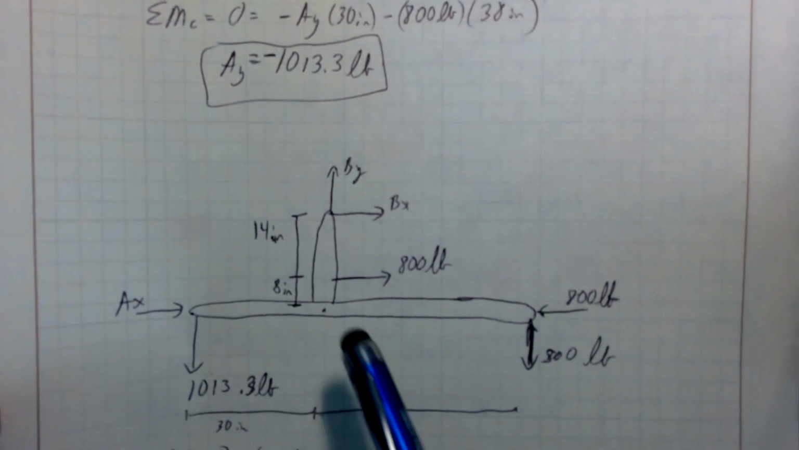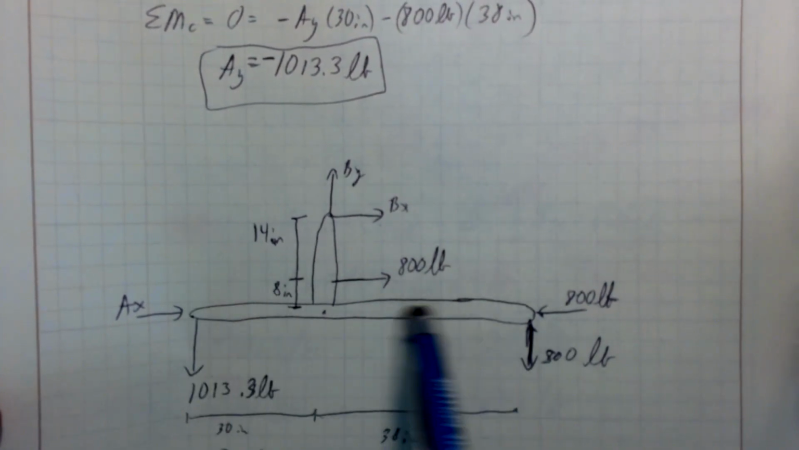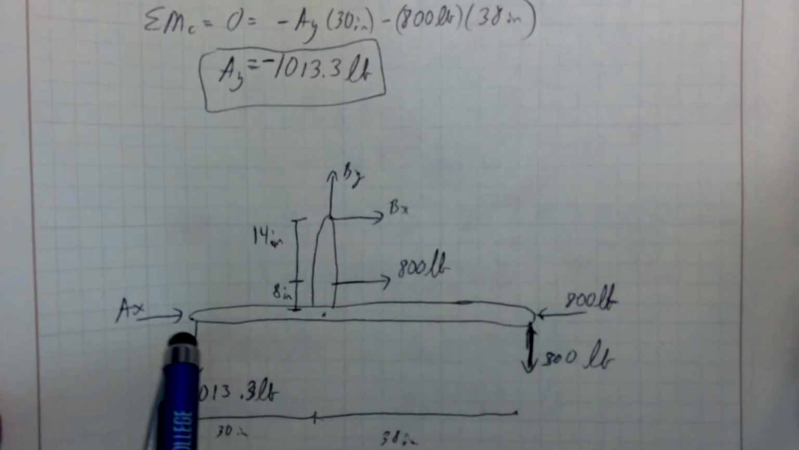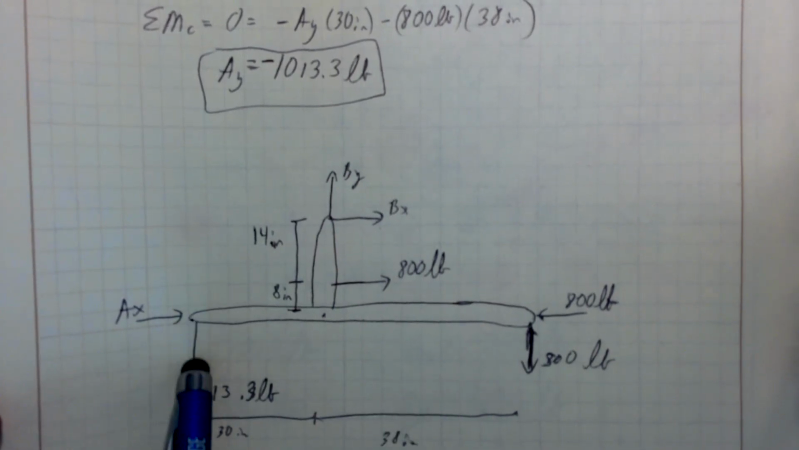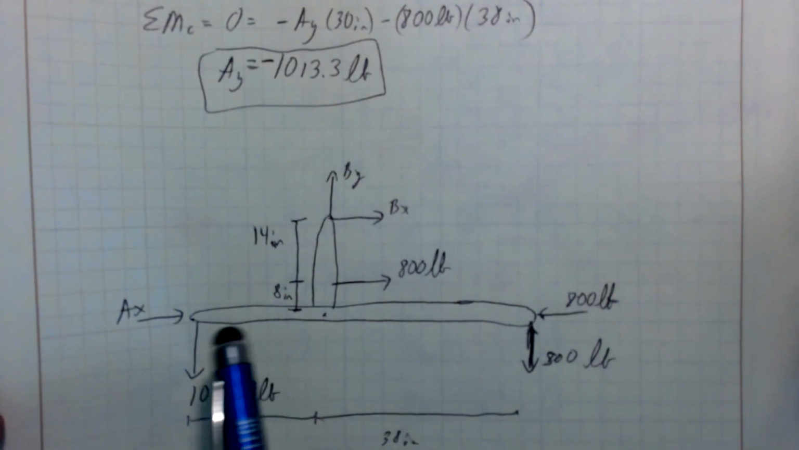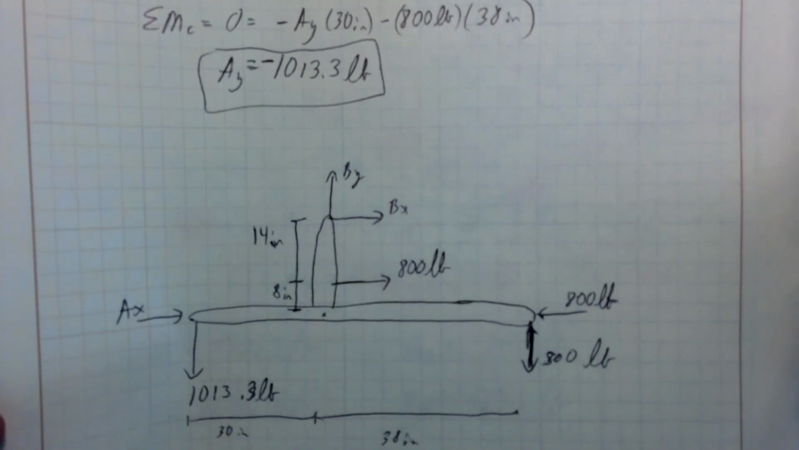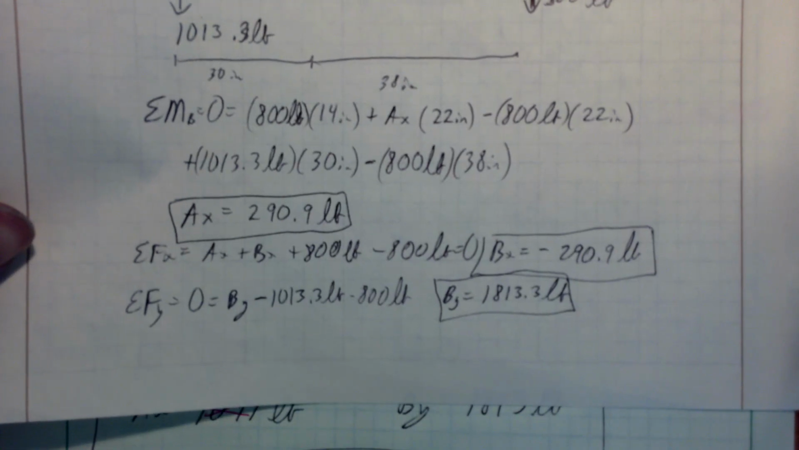So I said, well, you know what? Let's just draw both sides of this. My notes said, just draw the whole darn thing as one structure. I've got one value now that is known. I now know AY is actually in the down direction, 1013.3 pounds. And now I've got 1, 2, 3 unknowns that I can solve. I can write equilibrium equations for this free body diagram and solve that out. And that's what I did here.